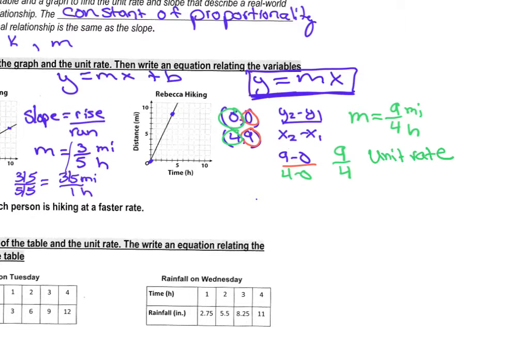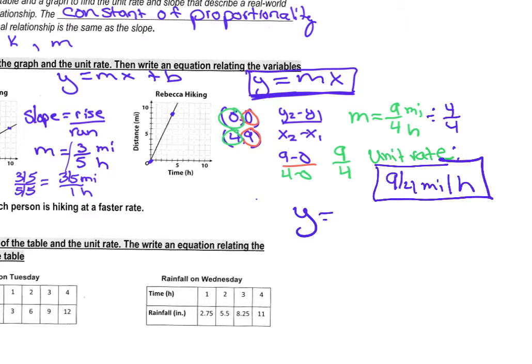All right. So our unit rate then, if we divide them both by 4 to get our hours being 1, we would have 9/4 miles per hour. Right? That's my unit rate. And then the last thing it said was to write an equation. Who can tell me what the equation will be? Jackson? Y equals 9/4 x. Good.